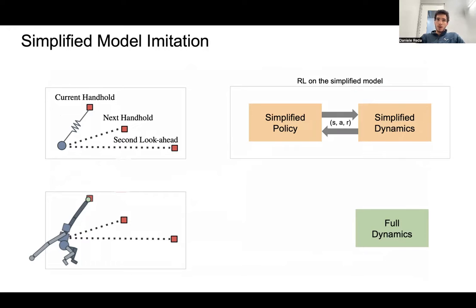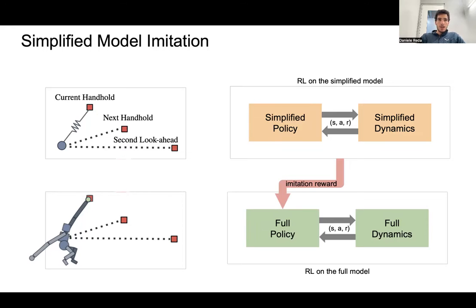We first use reinforcement learning, and more specifically the algorithm proximal policy optimization, PPO, to learn a policy that controls the simplified character. Then we use the same approach to learn a control policy for the full character. To do this, we simultaneously use the learned simplified policy to aid the learning by providing an imitation reward signal on what the motion of the character should look like.